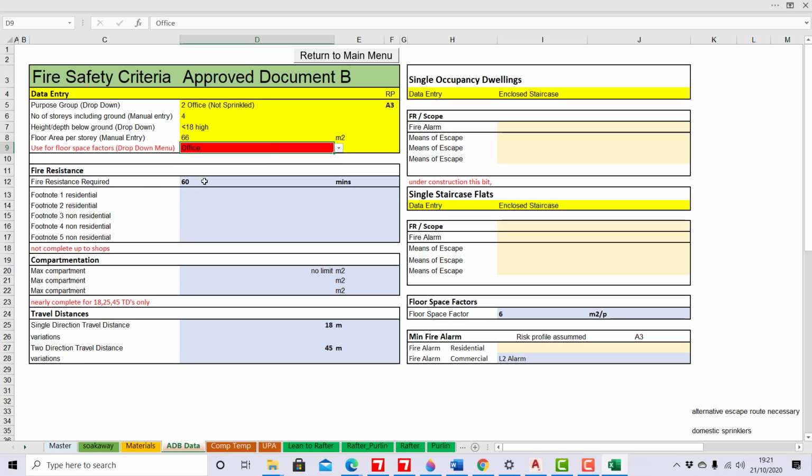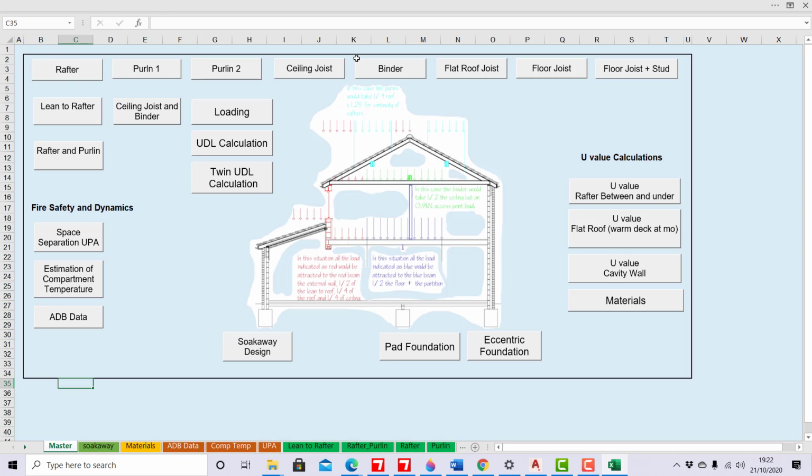So that's the fire resistance it needs. There's no limit on the compartmentation. 18 meter travel distance and 45 meter travel distances. Floor space factor 6 square meters per person. Fire alarm recommended L2. Risk profile for BS 9999 is A3. And that bit there relates to, it's not quite finished, this one, but a bit of work to do with it. But that's it. That's the spreadsheet.